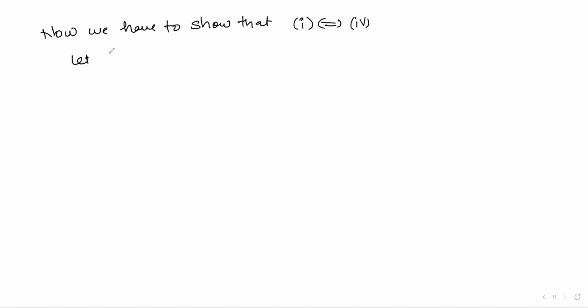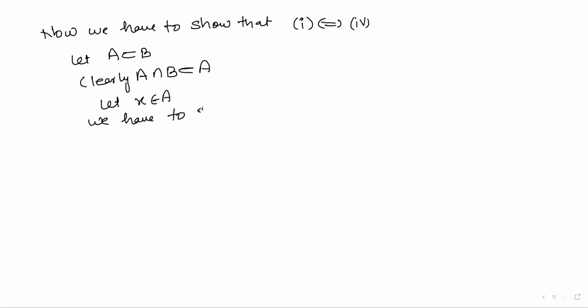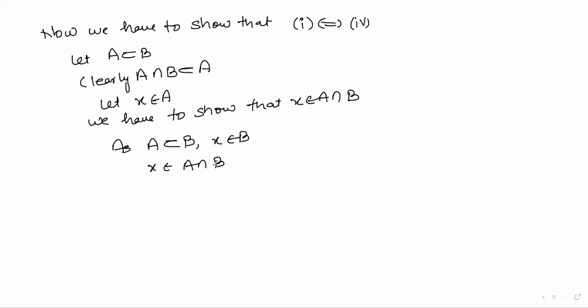Okay, let A be a subset of B. So let x belong to A. We have to show x belongs to A intersection B. As x belongs to A and x belongs to B, x belongs to A intersection B. Therefore, A is a subset of A intersection B.